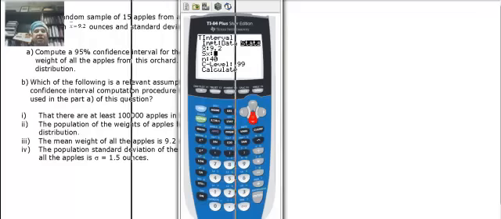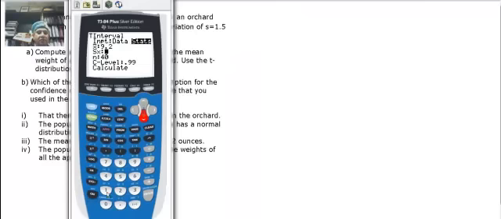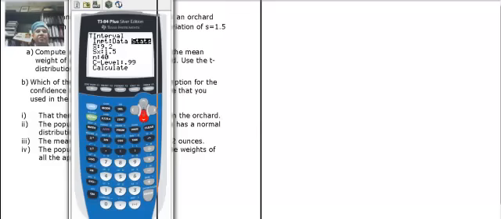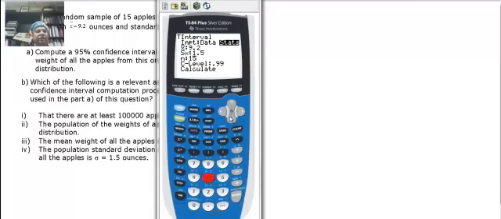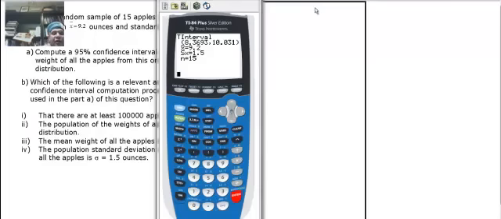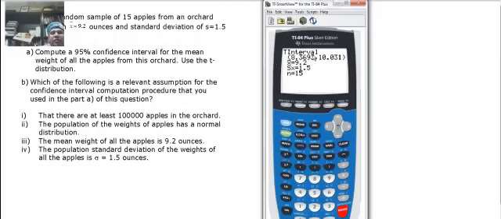Sample standard deviation, I covered it. How much is it? 1.5, right? And then my N is how many? 15. And what is my confidence level? 0.95. Then it simply asks me to calculate, right? I'll calculate. And here is your T interval. This is the confidence interval for all of them, right? When you put the answer, you just write this and put in answers. This is already written there.